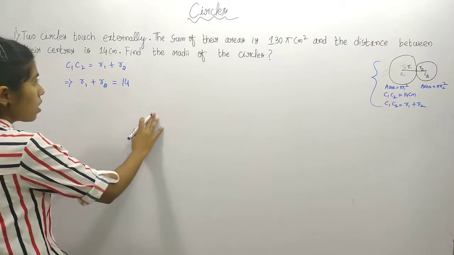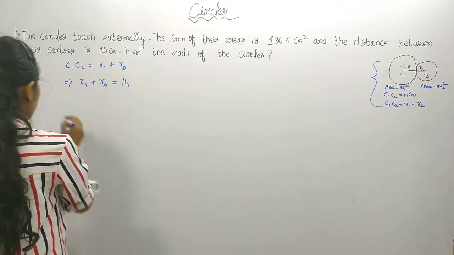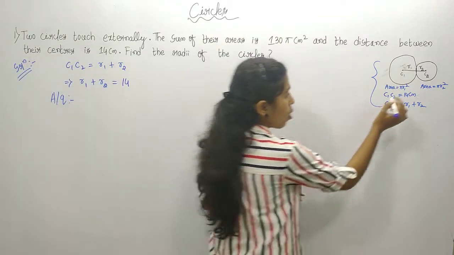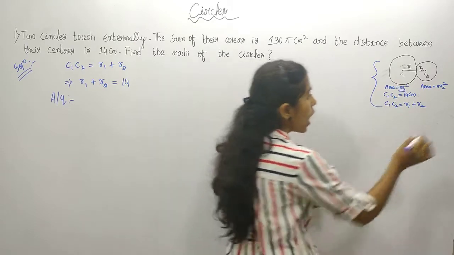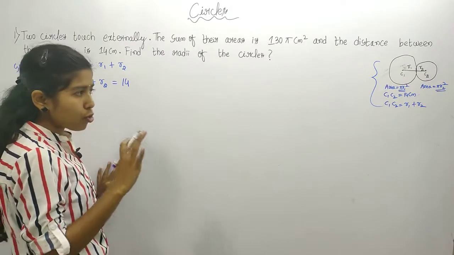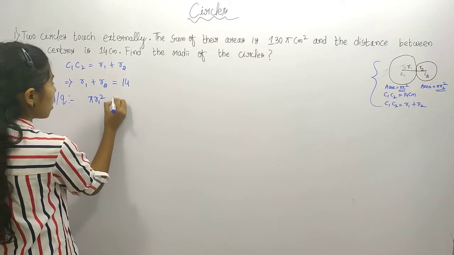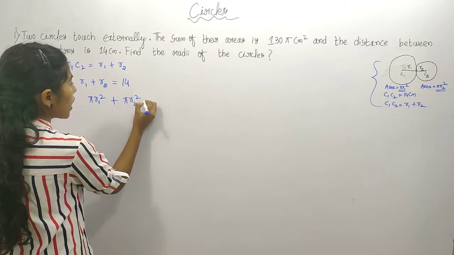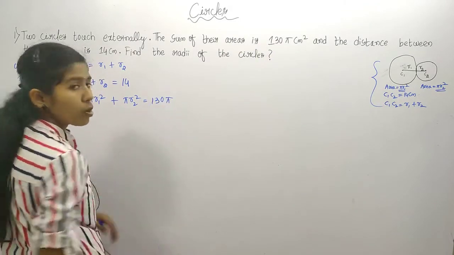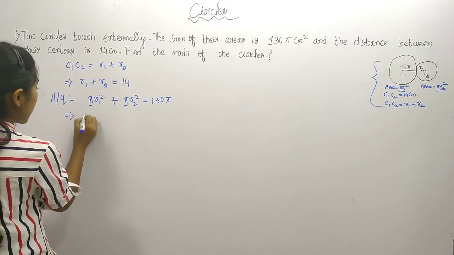Next, come to the area. The sum of their areas is 130 pi cm square. According to the question, the sum of their areas: one circle's area is pi r1 square, another circle's area is pi r2 square. So we will add the areas of those two circles. That means pi r1 square plus pi r2 square equals 130 pi. Next, here you see pi and pi is common, so we will take pi as common.